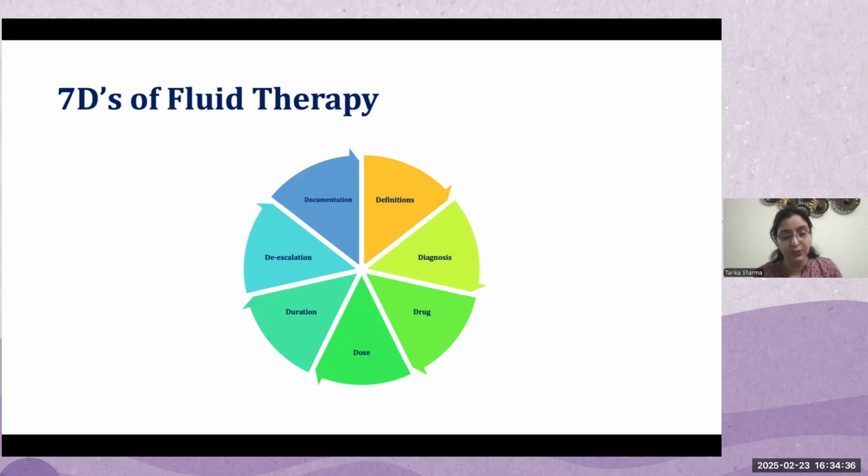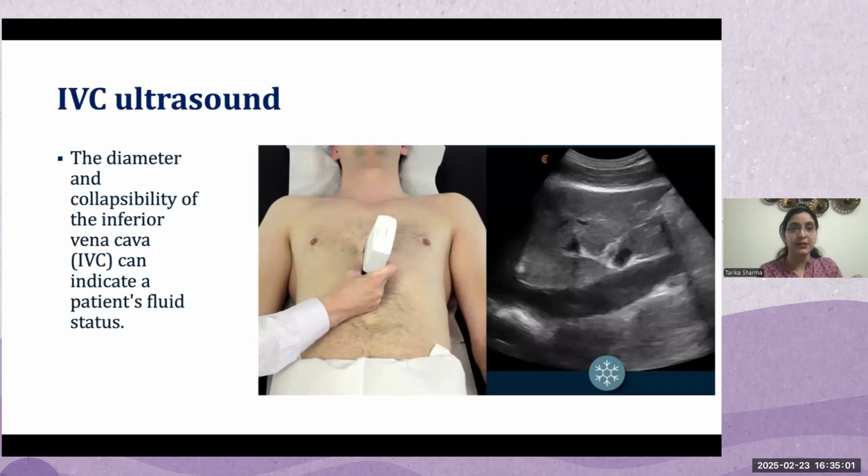So whenever we talk about fluid stewardship, it is important that we are talking about the principles of fluid therapy, and we're also talking about these 7 Ds of fluid therapy, so that we are using the fluids very judiciously for the patients, and we are preventing the complications which might arise because of the mismanagement of fluid therapy. These are the things I have discussed.